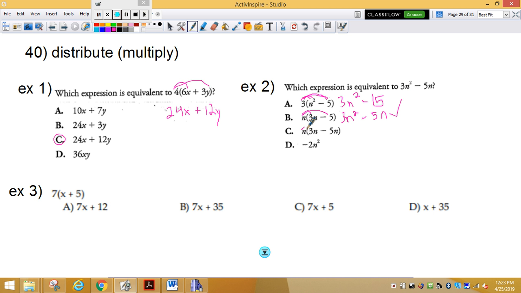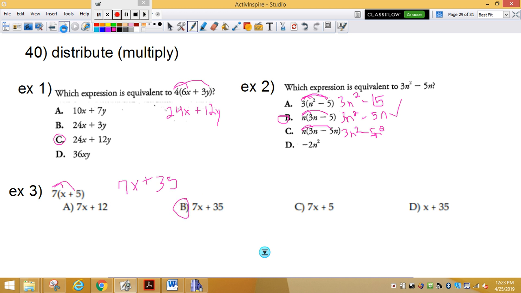Let me show you why this one's wrong. This would give you 3n squared minus 5n squared. So that's not right. And this one has nothing to do with the problem. You can't even do it. So B was the right answer here. And this one again, 7 times x is 7x. Bring down my plus. 7 times 5 is 35. So that would be B.